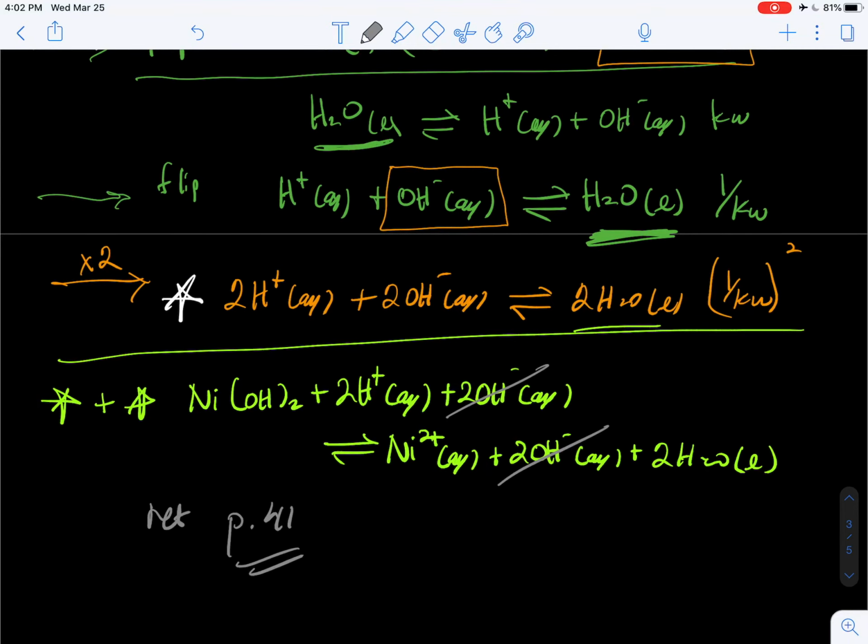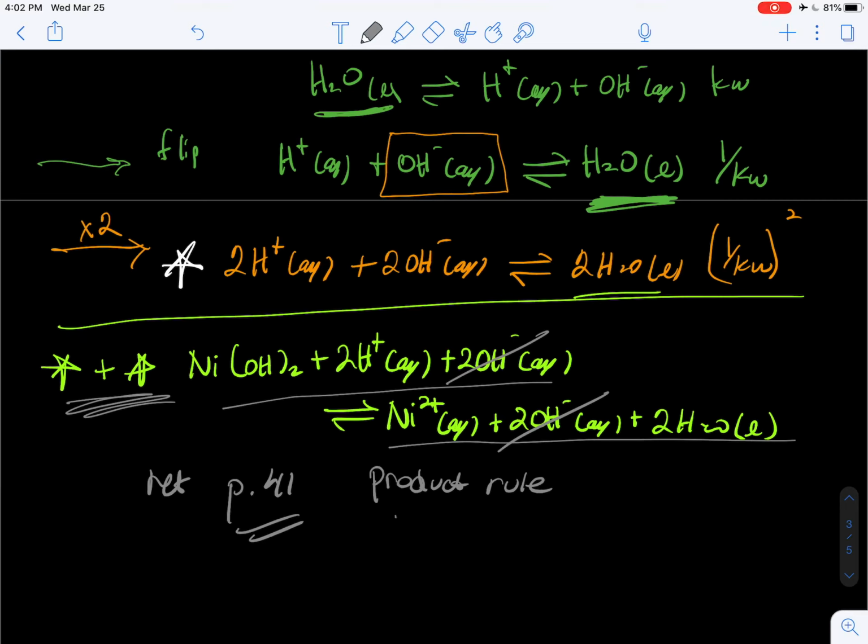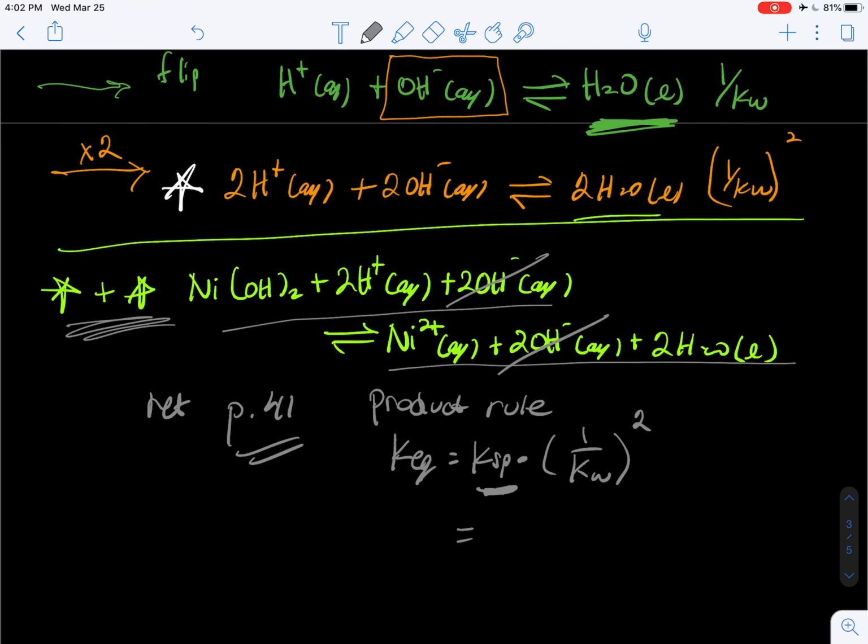Okay, and we use the product rule. The value for this equilibrium constant here, this equation in green, this really long one here, is going to be equal to the equation 1 times the equation 2, which I said was 1 over Kw squared. So I could look those values up. I know what Kw is, but I don't memorize the KSP, and I could compute this and get a number for that. Okay.